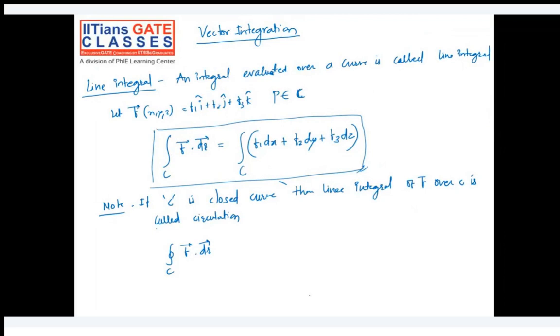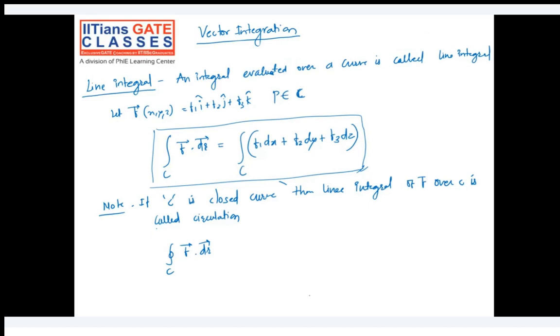Okay, in this vector integration we have to study three theorems, three types of integrals, and these theorems will help us to interchange from one type to another. So first type is line integral. An integral which is evaluated over a curve is called a line integral. Okay, suppose if we have a curve C, then we say integration over a curve C is shown like this.